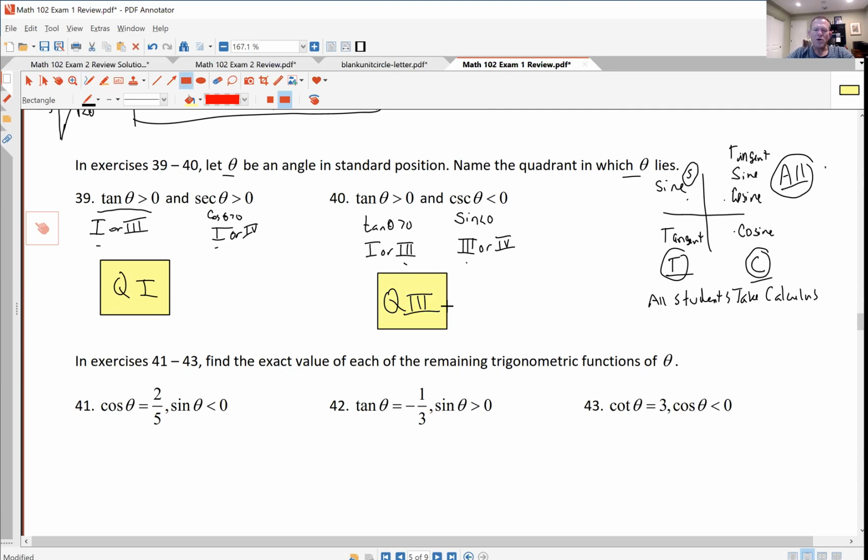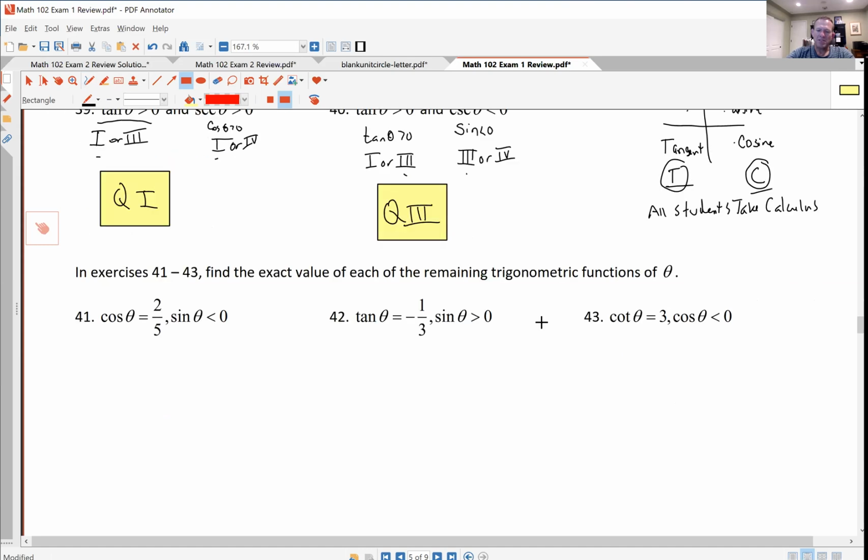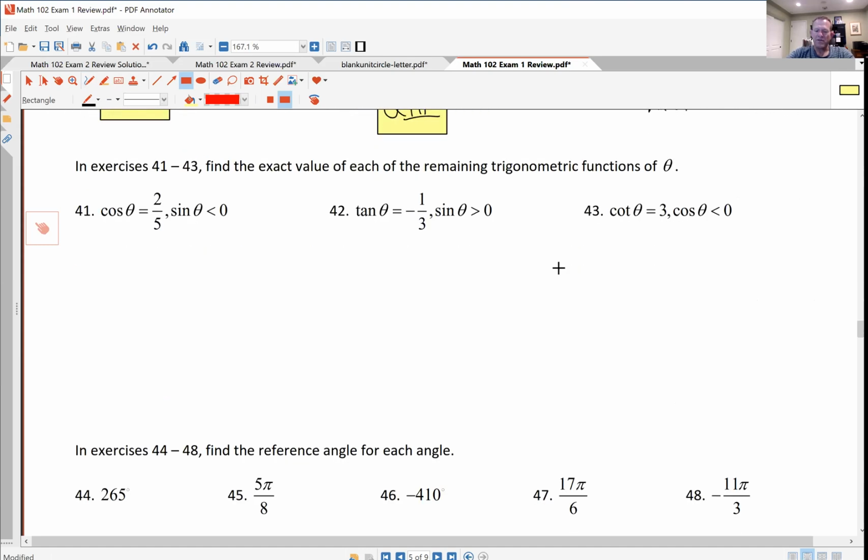All right, so now dealing with the signs of these numbers, meaning the positives or negatives, this is what allows us to find the exact value of trig functions of any given angle. And so in 41, it says that the cosine is 2/5, or cosine being positive, and sine is negative. Cosine is positive in 1 or 4, and sine is negative in 3 or 4. So we're in quadrant 4 with this.